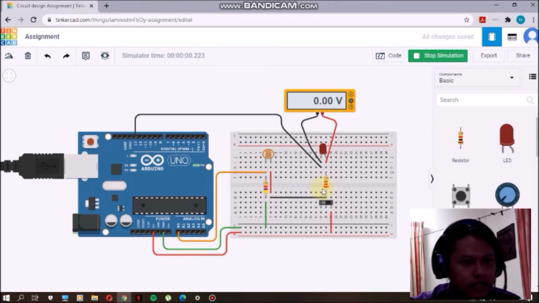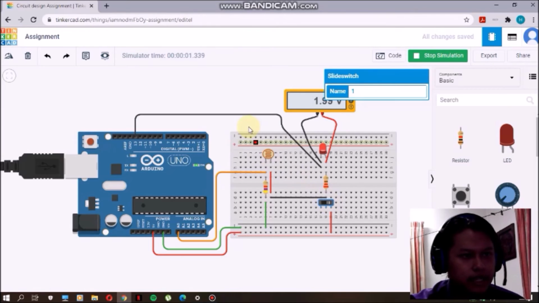As you can see here, the slide switch is off, which means the system is off. When I turn on the system and the LDR is in dark mode, the LED illuminates, and when the LDR is exposed to light, the LED does not illuminate. This explains the auto light system that we are trying to create.